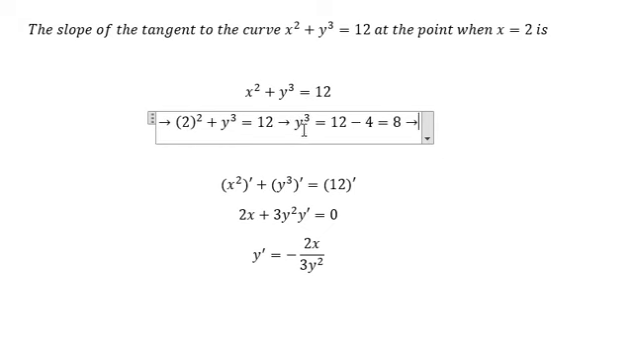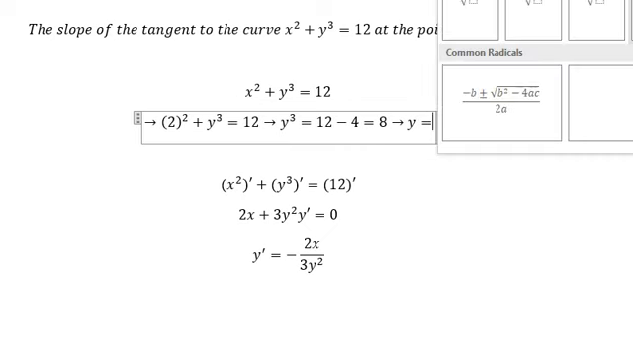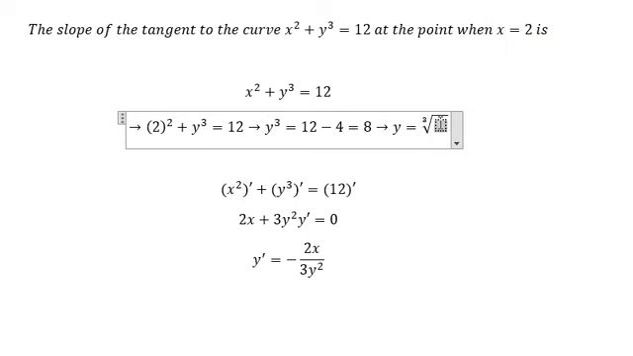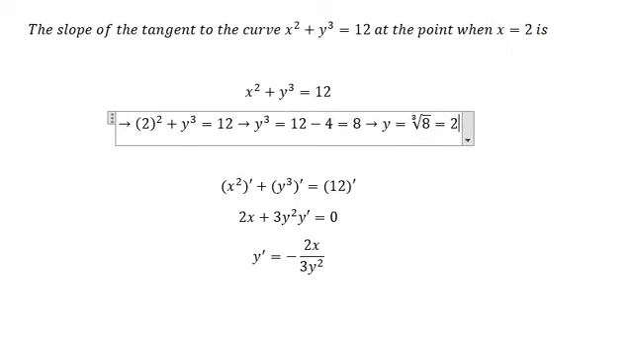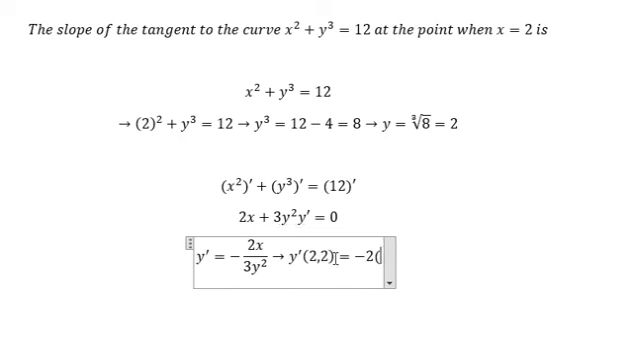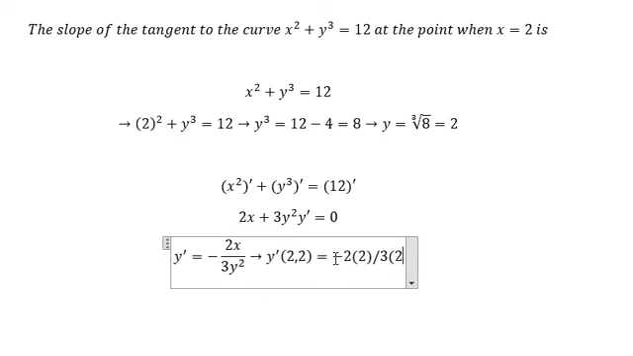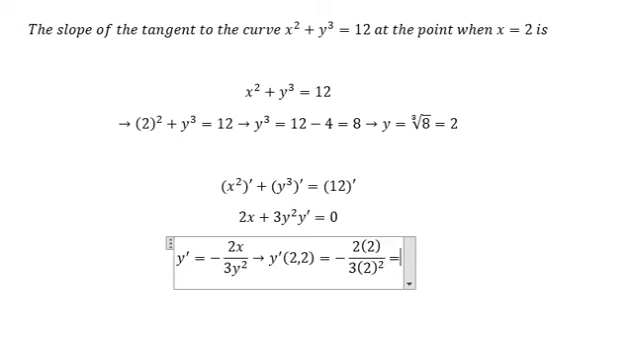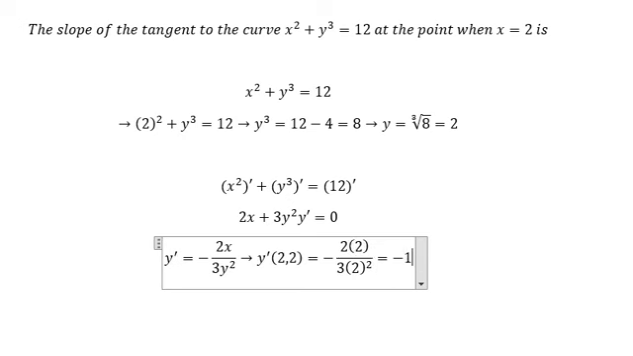So we take the cubic root of both sides. So you get y equals the cubic root of 8. That's 2. And now we can find the value of the slope. That is negative 1 over 3.